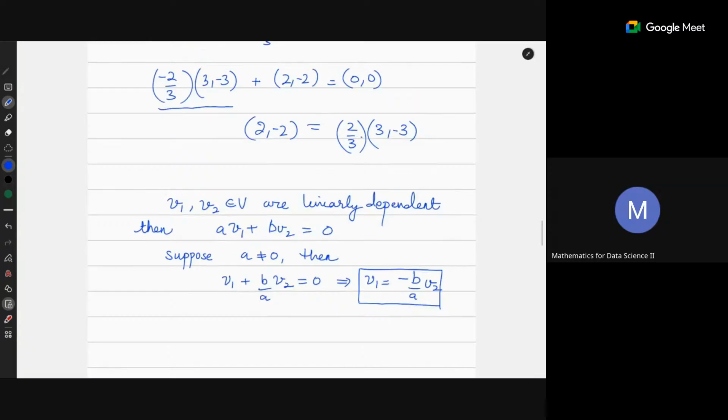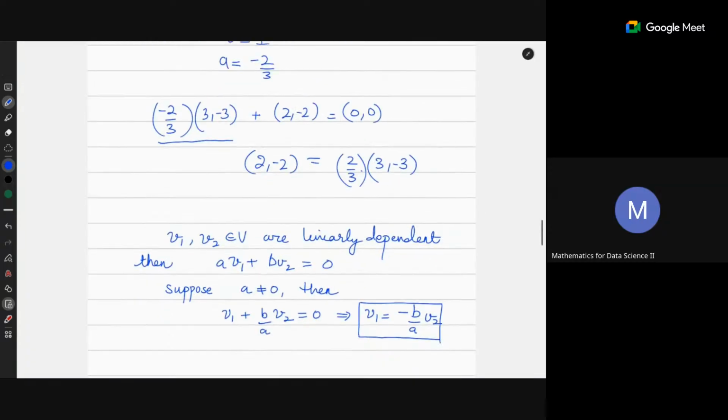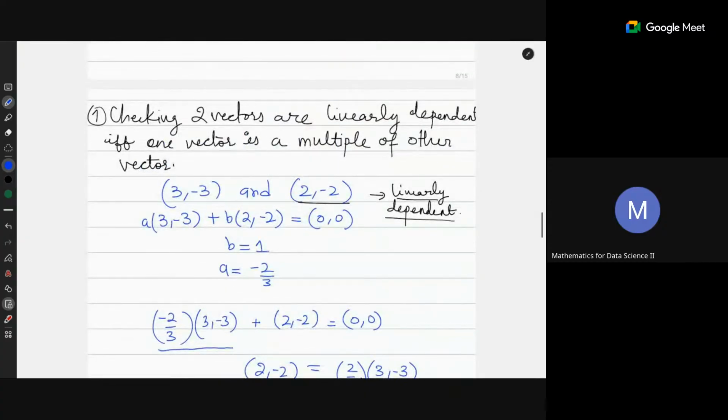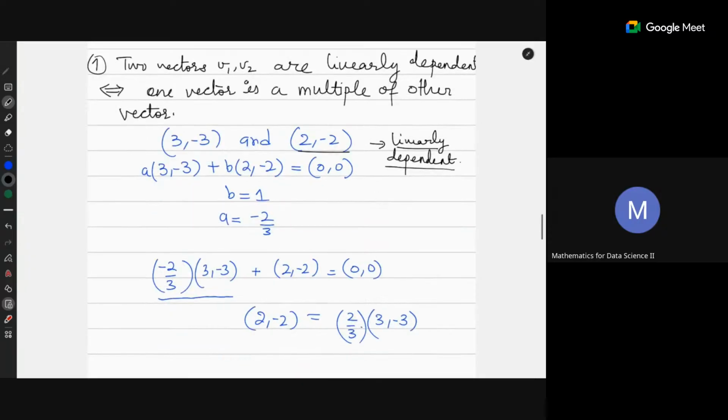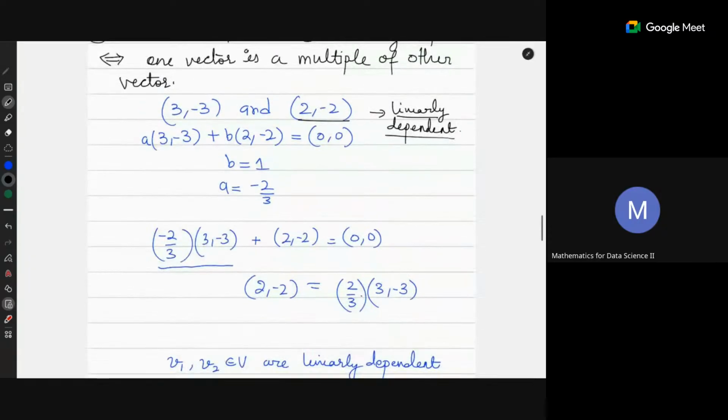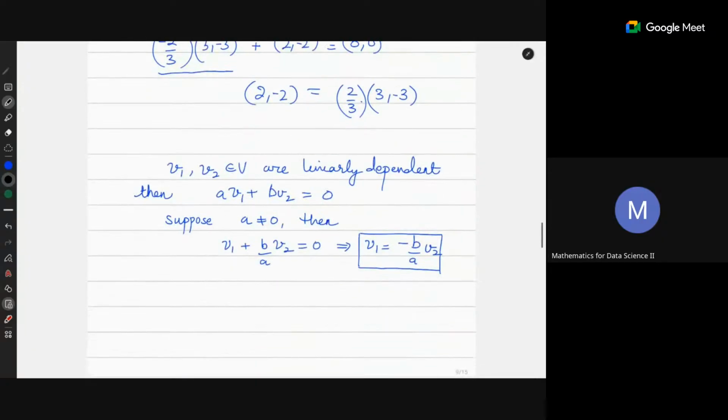So what is the takeaway from this? That two vectors are linearly dependent if and only if one vector is a multiple of the other. Here "if and only if" is shorthand meaning that these two statements are equivalent. So two vectors v1 and v2 are dependent if and only if one vector is a multiple of the other. This is the example, and this is the general argument.